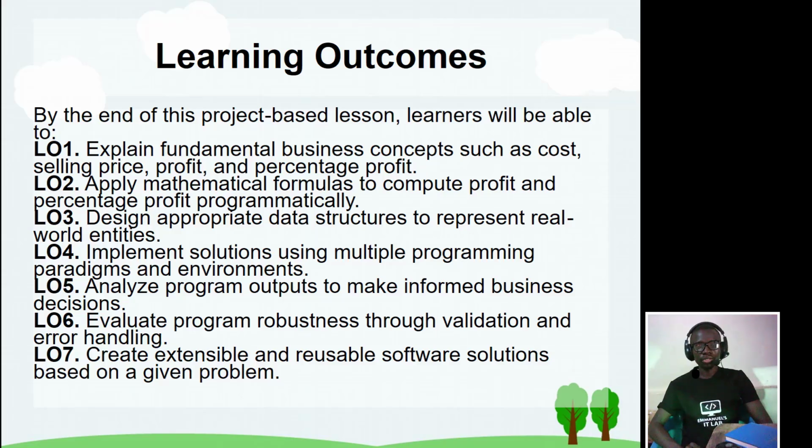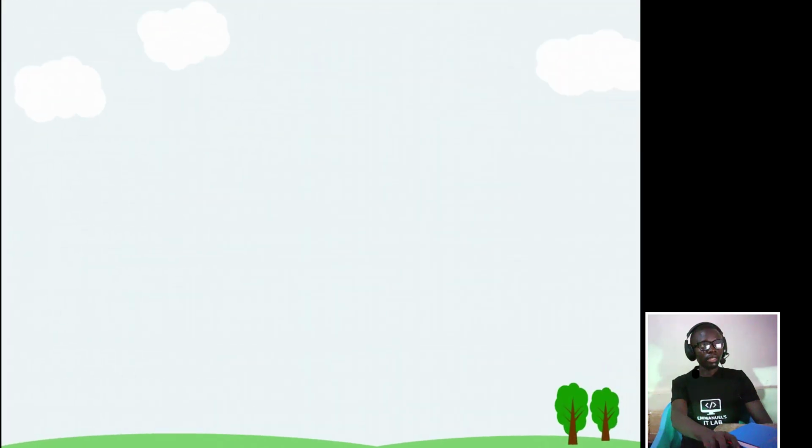One of the outputs we shall create will be a CSV file. You should also be able to evaluate program robustness through validation and error handling, and create extensible and reusable software. Now, in the previous case, we have seen 3 products. Can you extend this application to handle more than 3 products?